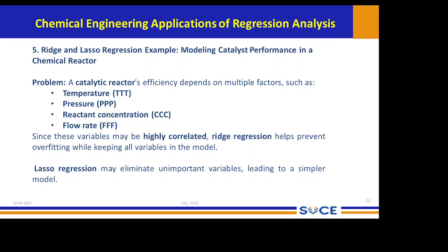So there are two things, Ridge regression and Lasso regression. Lasso regression will eliminate the unimportant variables, leading to a simpler model. Whichever independent variable has less effect on the dependent variable can be taken out in the case of Lasso regression. Hope you understood what I am trying to say.